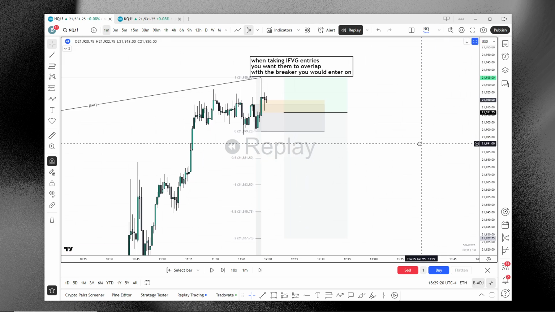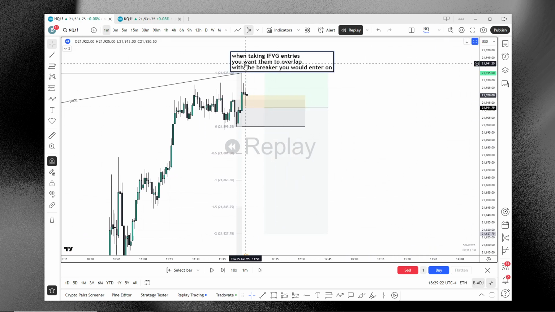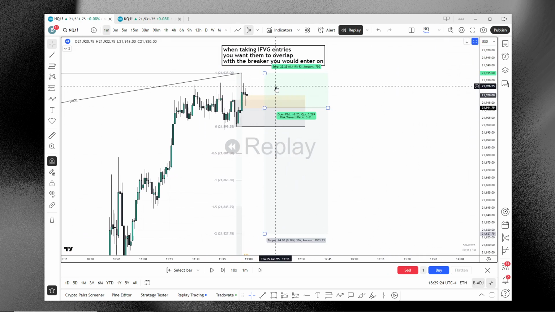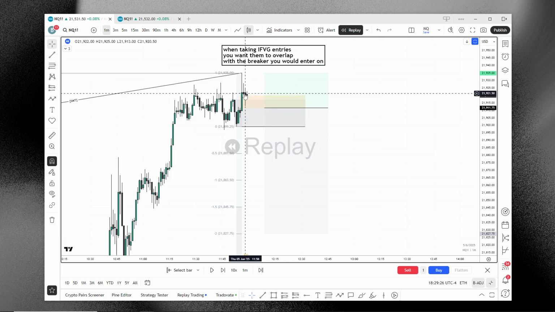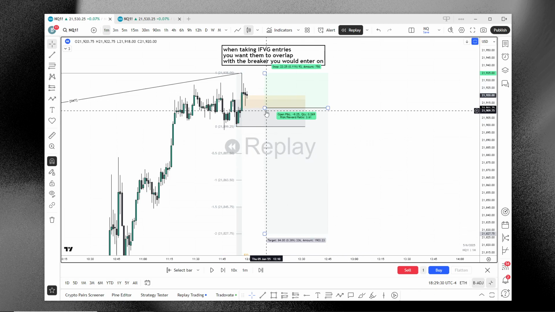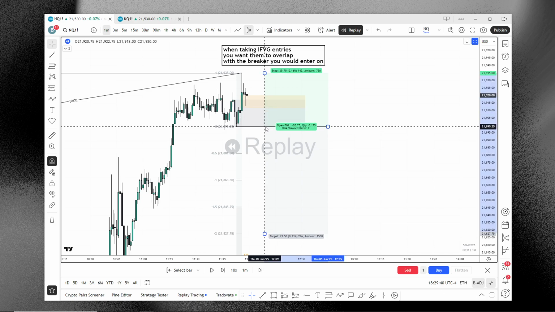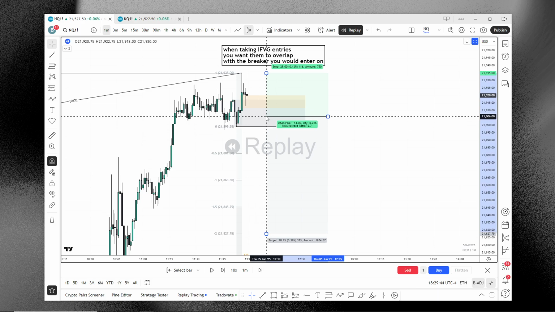So this allows me to have better R to R with a still relatively high probability entry. It is not the highest probability comparatively to the breaker block itself, but you get more R to R, so you can sacrifice a little bit of win rate. For me, the sacrifice in win rate is well worth the potential R to R, considering if I entered on the breaker block, I would only be yielding 2R.